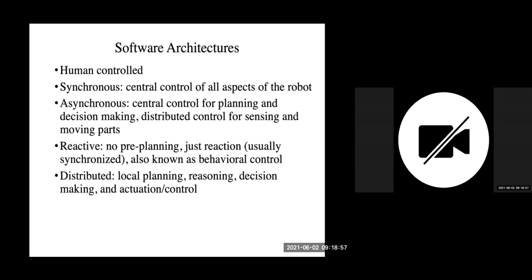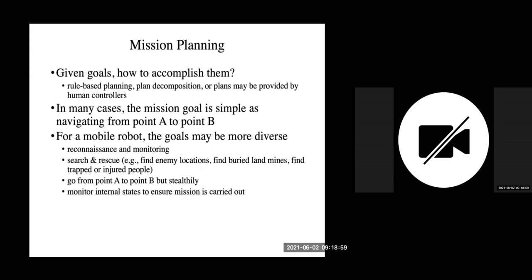Let me move this up a little bit, because this is mission planning. Typically when we have a robot, we talk about missions, meaning what the robot wants to achieve. The general idea is: if I give some goals, how do we make the robot accomplish the desired goals? A couple of things that people normally use are rule-based planning, plan decomposition, and plans provided by human controllers.